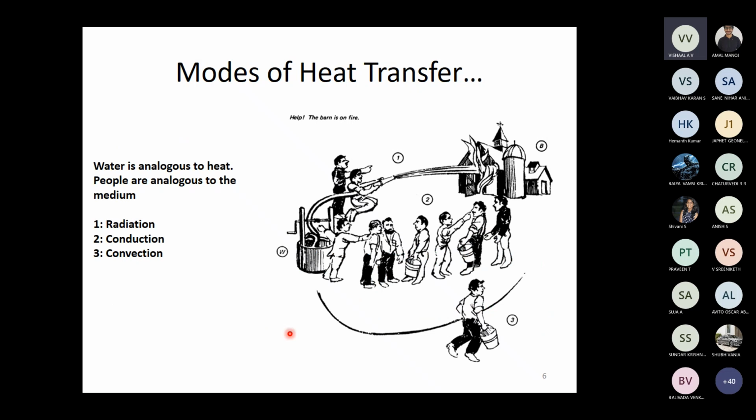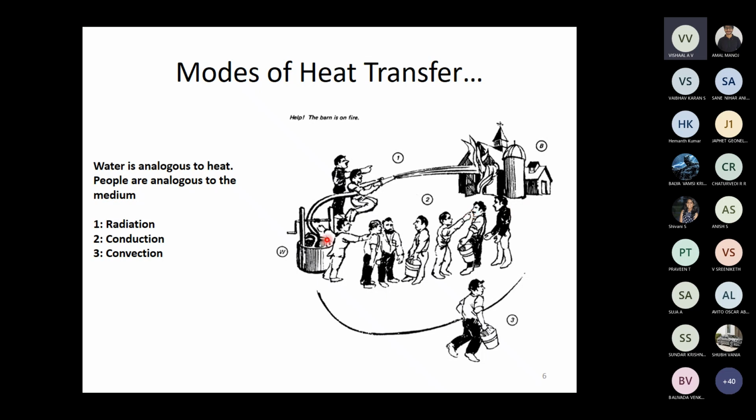So here is an example demonstrating how these three phenomena are functioning. Now let us say there is a barn on fire. So there's a village and there's a barn where you store the food grains, and this barn is on fire. If you want to put out this fire, you need to use water.